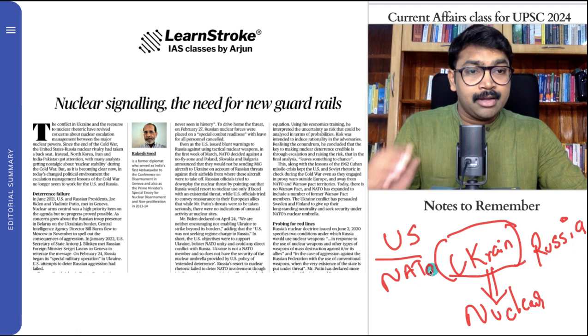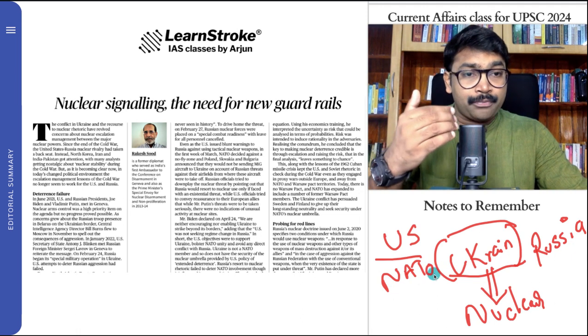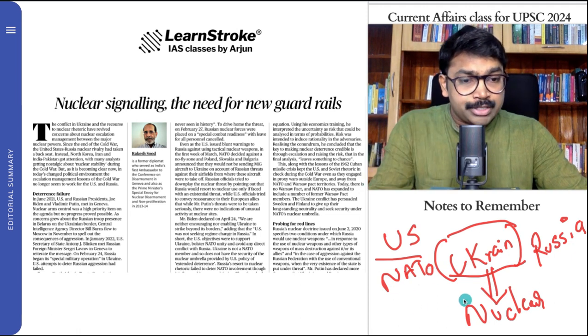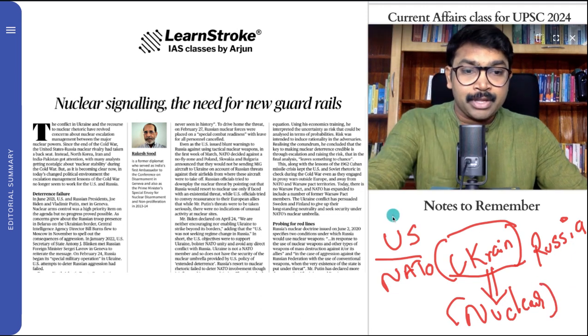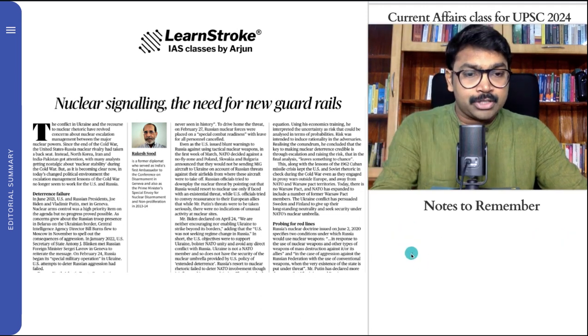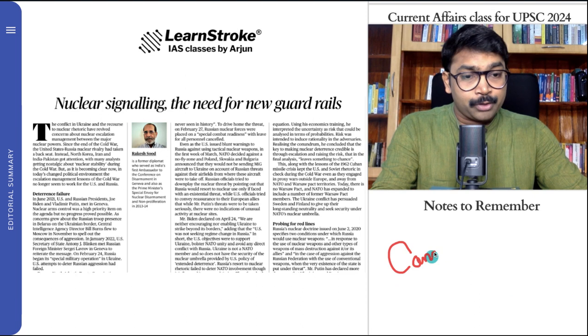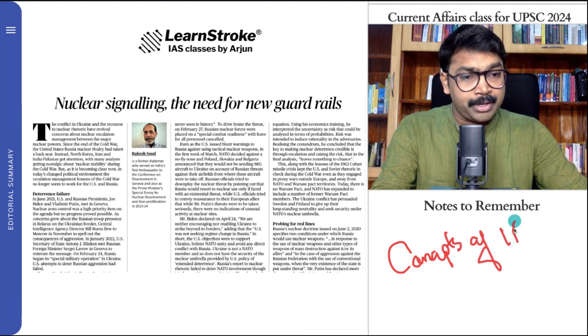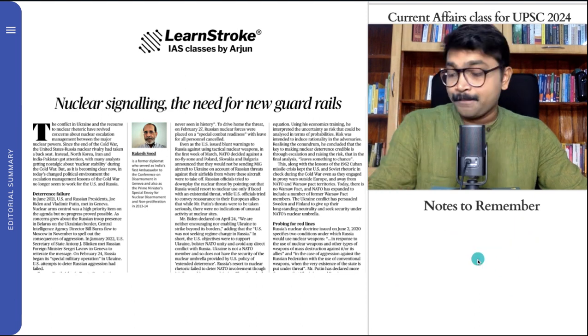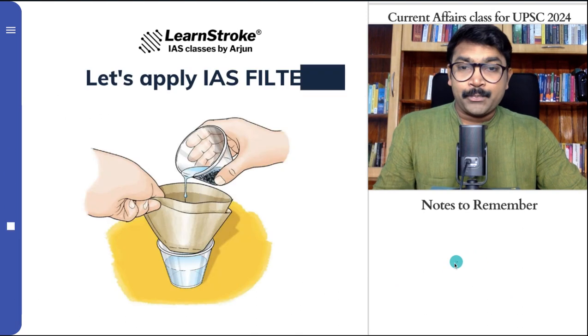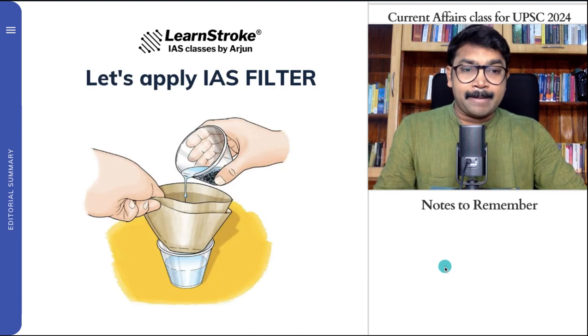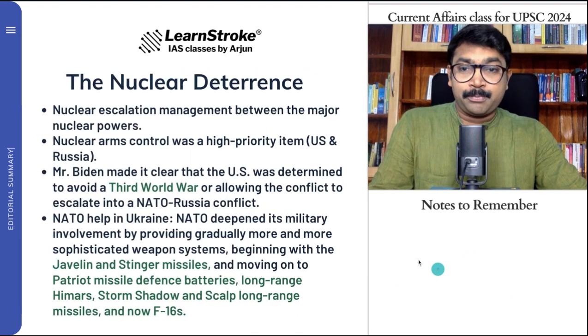So the whole article is revolving around this: US and NATO on one side, Russia on the other side, and Ukraine in the center, and how, with the pretext of Ukraine, nuclear power is being used is another important aspect. This article talks about a lot of concepts of IR, so that is why it is very important. Let's apply the IAS filter here and check out the important points.